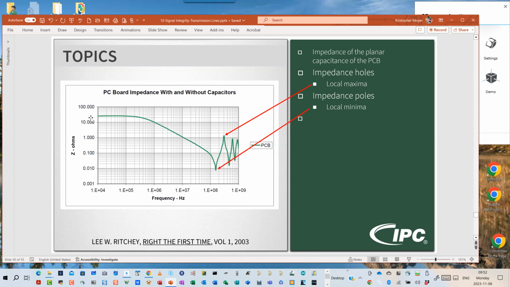So we'll see right here that at low frequencies, our board has a fairly high impedance due to the capacitor of the plane. And at some frequency here, it looks like around a couple hundred kilohertz to a megahertz, we start seeing the drop off until we get to hundreds of megahertz, a local minima. Then we have the inductive term, capacitive term, inductive term, and we get these spikes right here. We call these impedance holes, where the function is at its local maxima, and impedance poles, where we're at our local minima. Okay?